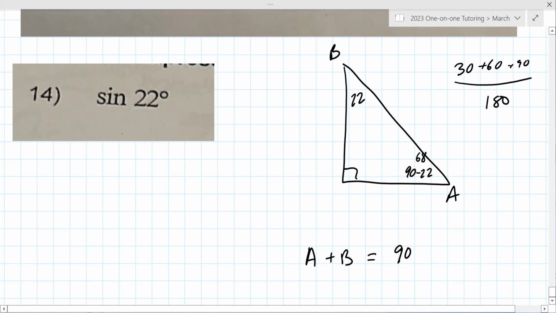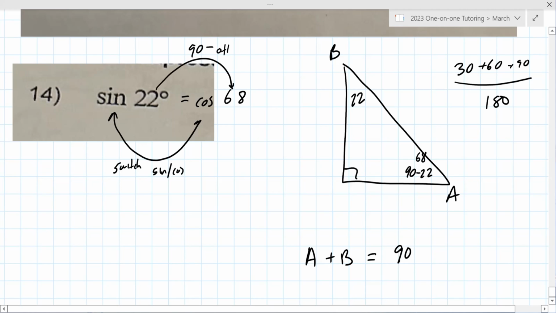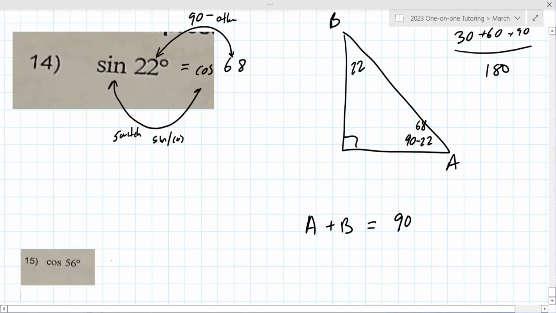So the idea here is that the sine of 22 equals the cosine of the other angle, which is 68. So the relationship is that you switch sine and cosine, and then the other angle is 90 minus the given one. Okay, so I think after one more example, you will fully understand this relationship. So 15: cosine becomes sine, and then you take 56 and subtract it from 90. Okay, that makes sense. So it switches from sine to cosine or cosine to sine, whichever one you're given, and then you subtract it from 90 because the two angles have to add up to 90.